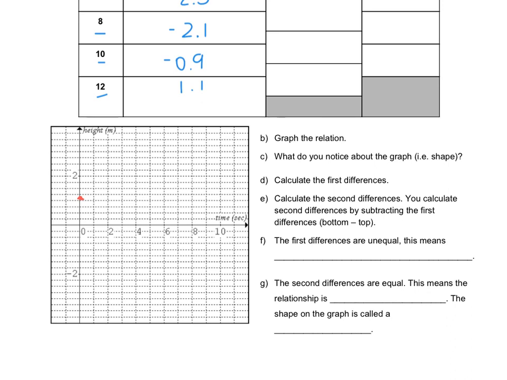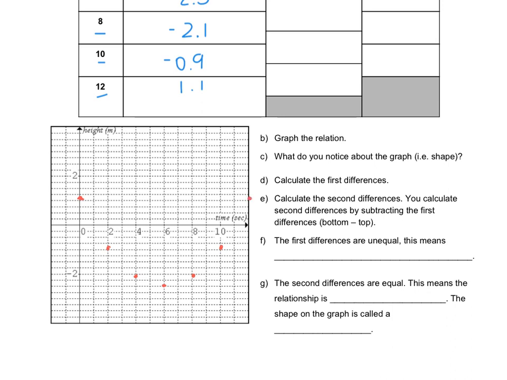And then at 2 seconds, we were at negative 0.9. So maybe somewhere here. At 4 seconds, we were at negative 2.1. At 6 seconds, we were at negative 2.5. And then at 8, negative 2.1. And then at 10, negative 0.9. And then at 12 seconds, we're at 1.1.